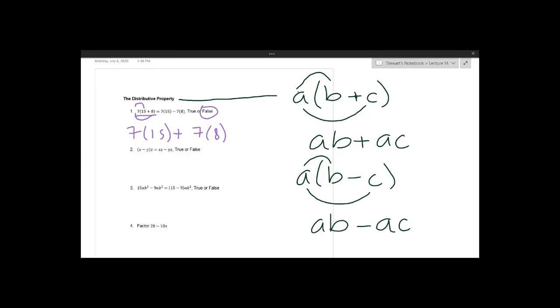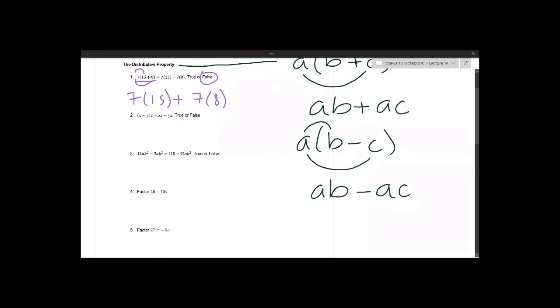And this can be helpful, like if it didn't ask us if it was true or false, it asked you to solve, it might be helpful to do 7 times 15 plus 7 times 8 like this and then add them together. It might be easier for you than multiplying 7 times 23. If you were to go by order of operations and simplify what's in parentheses first, it might be easier that way. It's up to you.